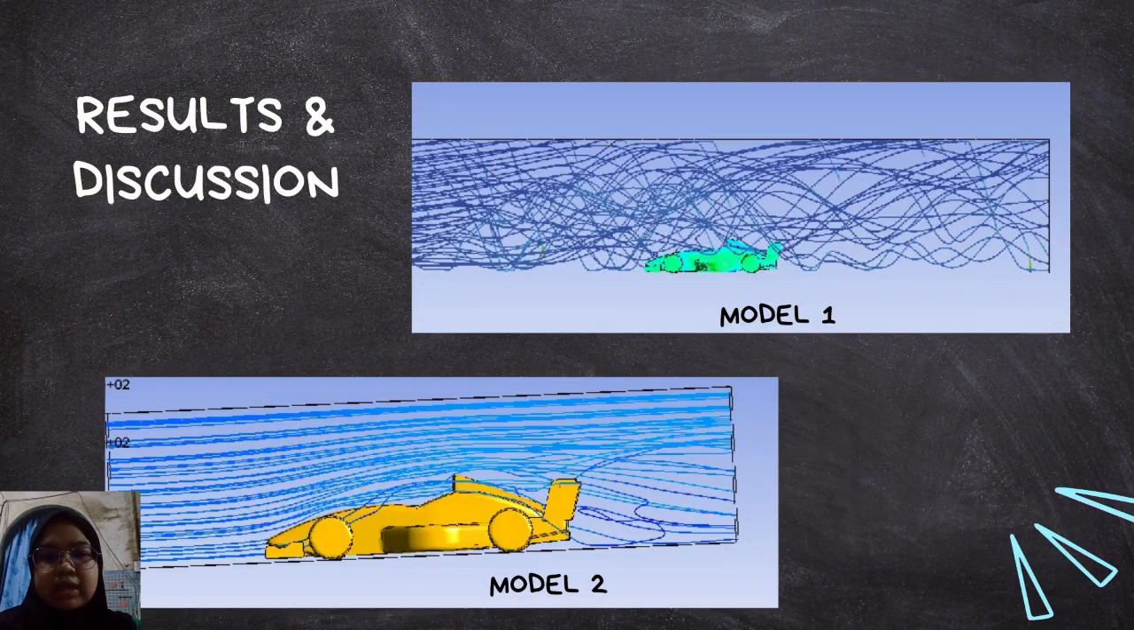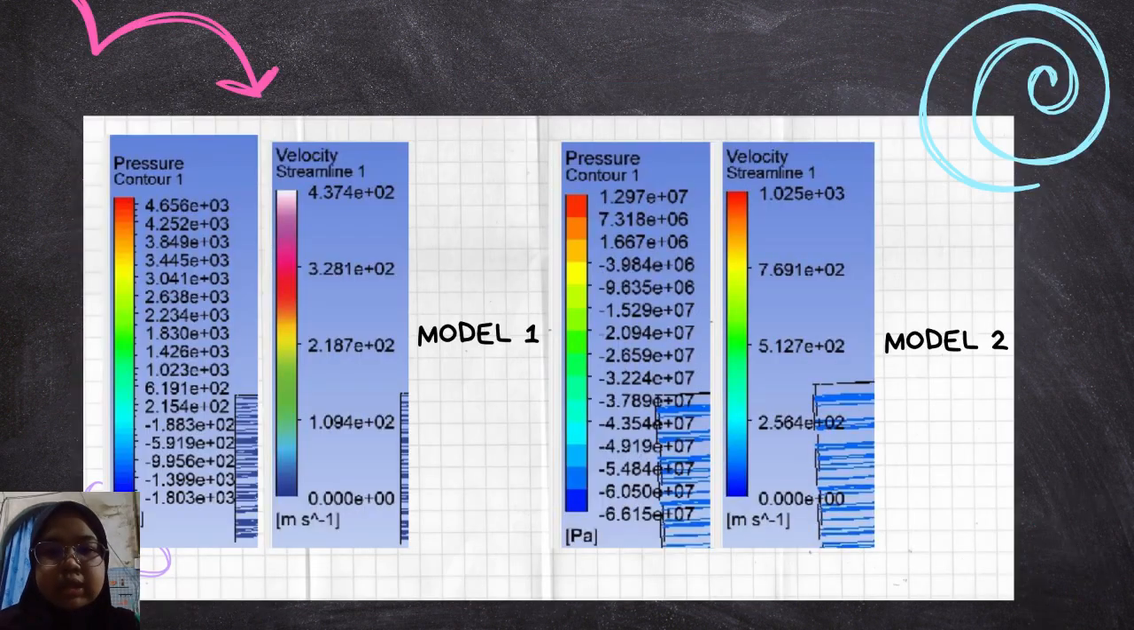For the results and discussion, this is the diagram of the results of our analysis in ANSYS for Model 1 and Model 2. Next, this is the result comparison of Model 1 and Model 2. For Model 1, the maximum pressure is 4.656 E+03 Pa, while Model 2 is 1.247 E+07 Pa.